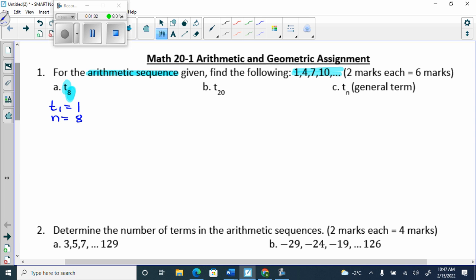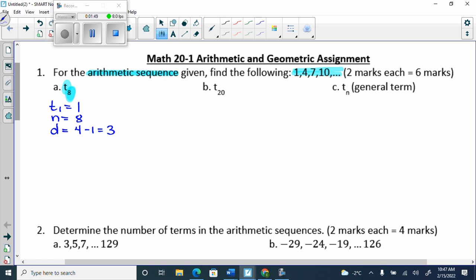Now it's arithmetic, so we also know what? d. Geometric has r, which is term 2 divided by term 1. Arithmetic has d, which is term 2 minus term 1. We agree? So what's our d going to be? Yeah, 4 minus 1, which is 3.